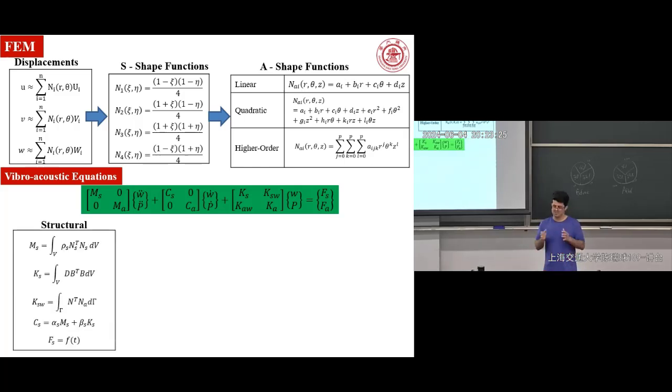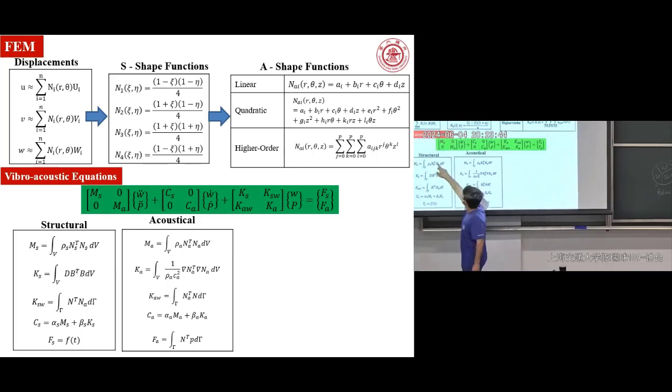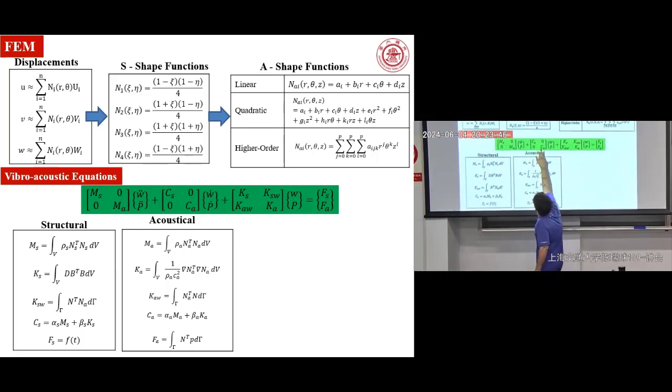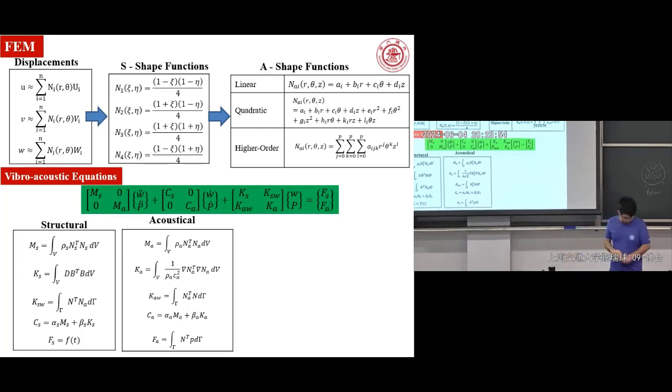So structural sections are defined by MS, KS, KSW, CS, and FS as external force. The acoustical section is defined by these matrices. So MS is defined by S shape functions, and MA is defined by A shape functions too.